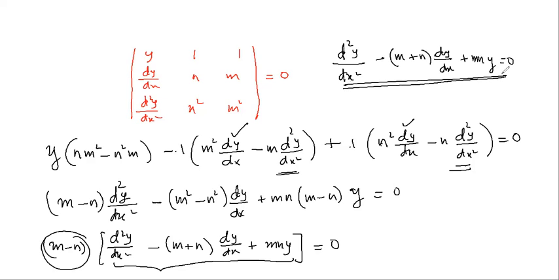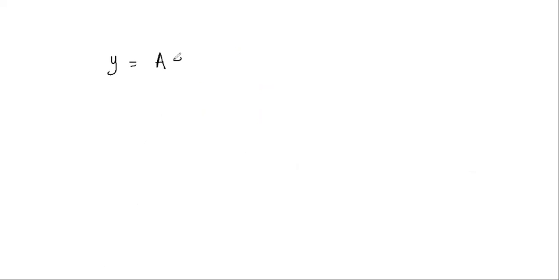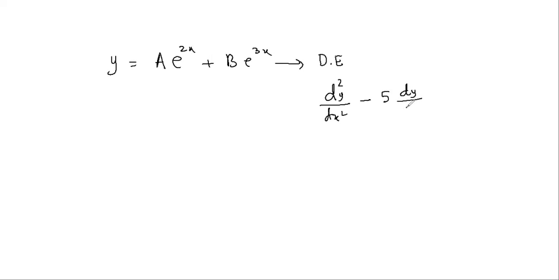So give me the answer for this. y is equal to a e raised to 2x plus b e raised to 3x. Give me the answer for what is the differential equation. This is a solution of which differential equation? Tell me the answer. d square y upon dx square minus, now add both, 2 plus 3, 5 dy by dx plus multiply both of them, 6y equal to 0 is your answer.